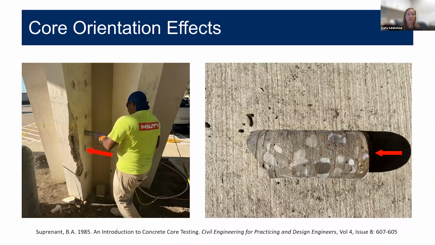One thing to note is that the core orientation can have a significant effect on the test results. For example, core samples that are tested in compression really should be tested parallel to the direction the concrete was placed. So for a wall or a vertical element, though, that can be problematic. And we're typically extracting core samples horizontally. So shown here, we have a vertical element. We extracted a core sample horizontally.